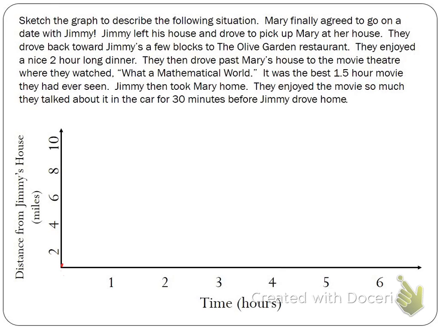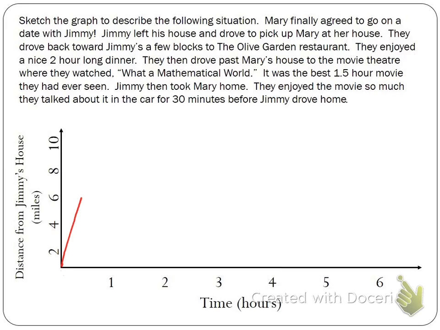Now, he needs to drive to Mary's house to pick her up, and we don't know how far away Mary's house is or how long it's going to take him, so we can kind of make it look whatever. So let's say 20 minutes to drive the 6 miles to her house. So since he is leaving his house, the distance that Jimmy is from his house is going to be increasing, so we move the graph up like that.